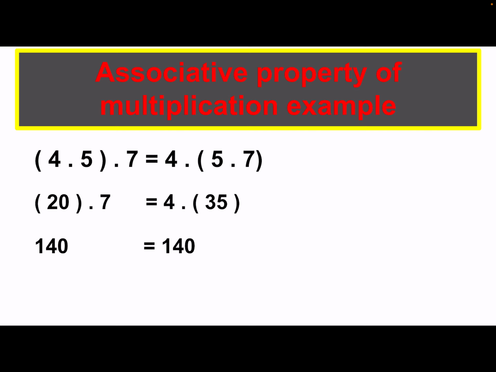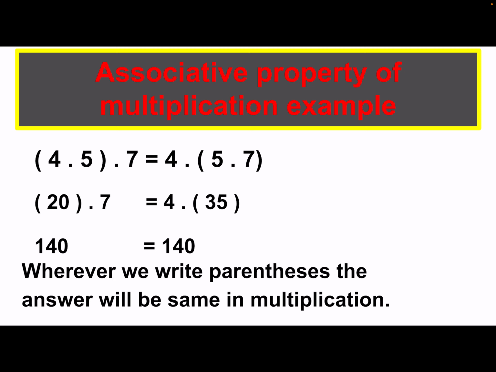So the associative property of multiplication says that even if you multiply any two of the numbers and then multiply it with the next number, it doesn't matter. The answer will be correct. So whenever we write parentheses, the answer will be the same in multiplication. It doesn't matter where the parentheses are placed.